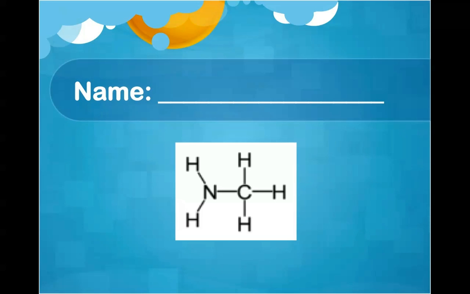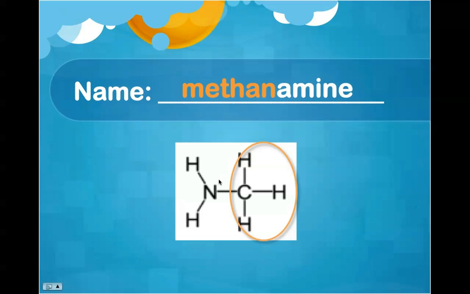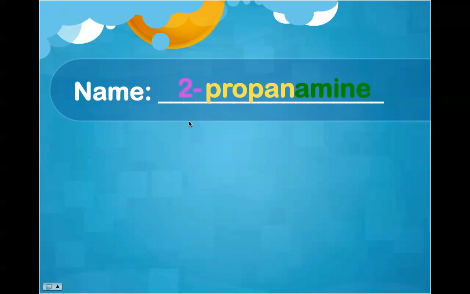So here we have an amine, we have a nitrogen here, we have the one carbon attached to it, and then what we're mostly going to see is when we have hydrogen simply attached off of the other bonds with nitrogen. So here we have one carbon, so we're going to start to write methane and then drop the E and simply add amine. Now, because we only have one carbon, no number is necessary.